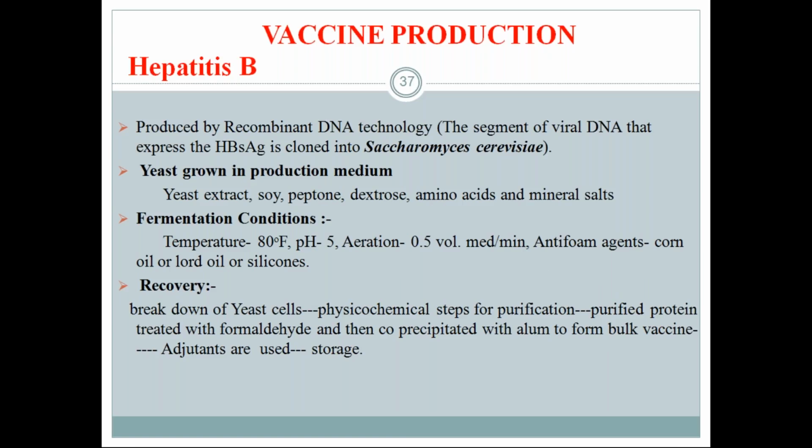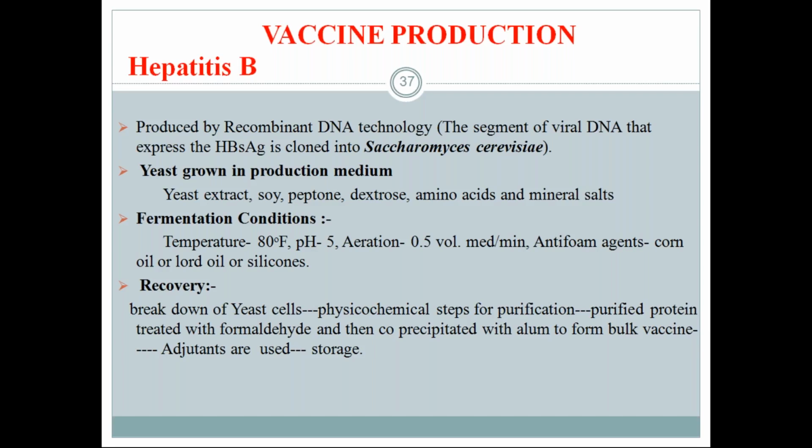The vaccine production. Hepatitis B is one of the important ones, and the majority of questions are asked on this only. That's why I took this. Now in vaccine production, hepatitis B is produced by recombinant DNA technology, where the segment of viral DNA which is able to express hepatitis B surface antigen is cloned into Saccharomyces cerevisiae, and that Saccharomyces cerevisiae is used in the fermentation. Now, production media is yeast extract, soya peptone, dextrose, amino acids, and mineral salts.